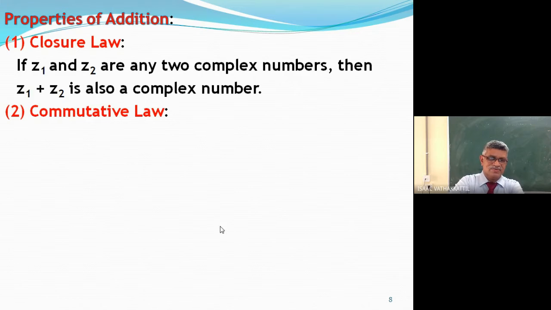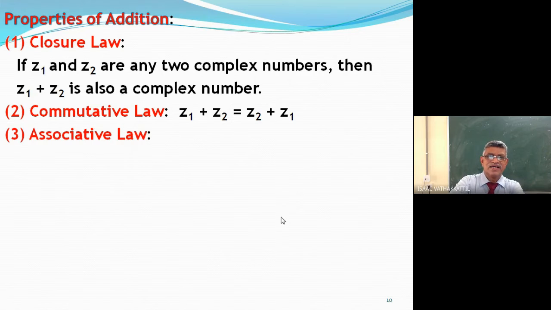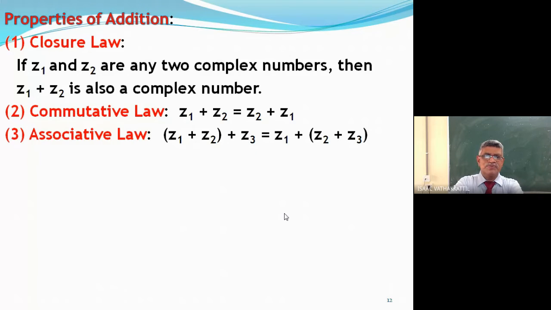Commutative property. What is commutative law? You know, a plus b equal to b plus a in real numbers, we have seen the same thing. If Z1 and Z2 are two complex numbers, then Z1 plus Z2 equal to Z2 plus Z1. Third one is associative law. We know what the law is: (Z1 plus Z2) plus Z3 equal to Z1 plus (Z2 plus Z3). These proofs are very simple.